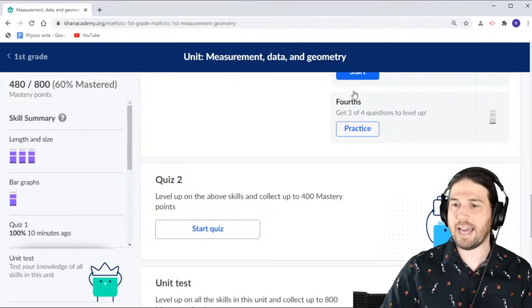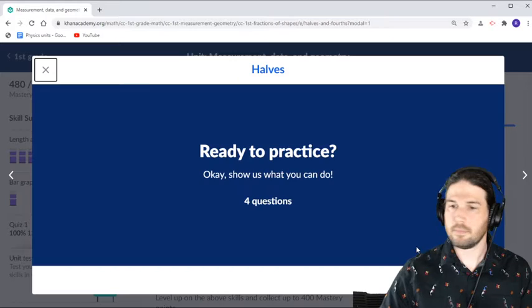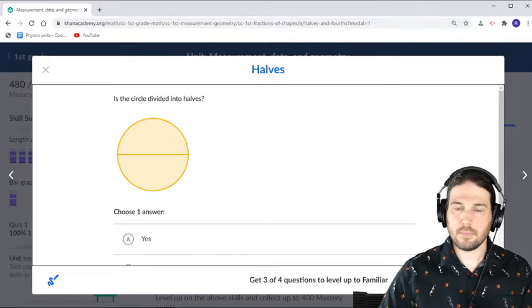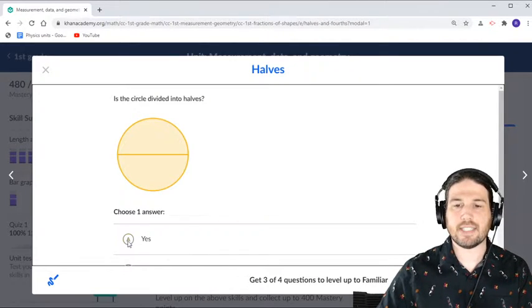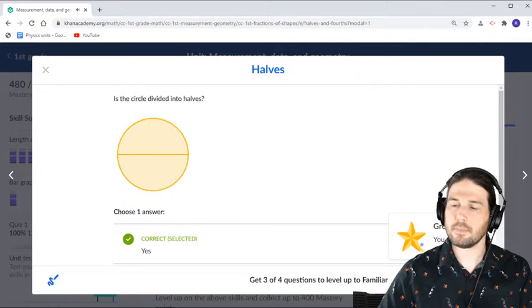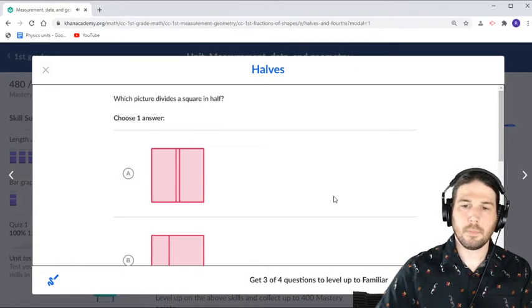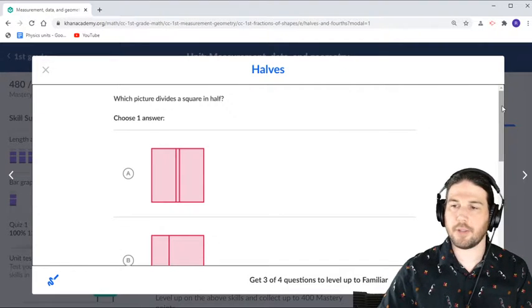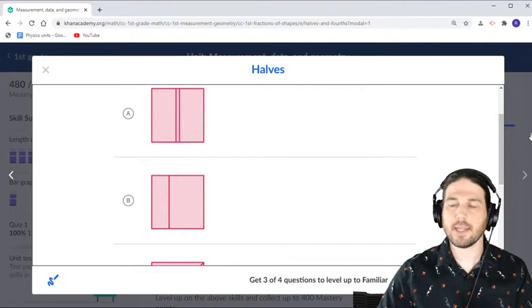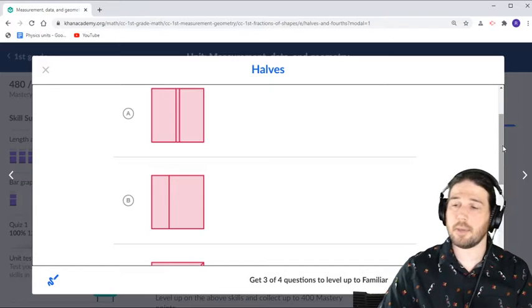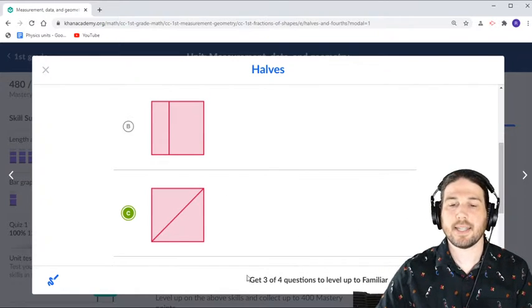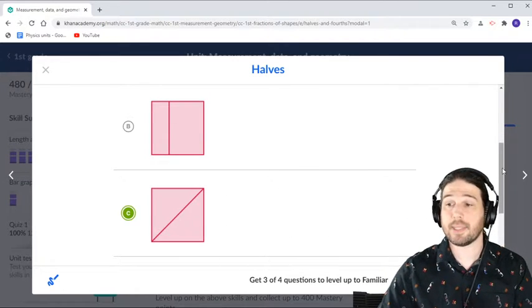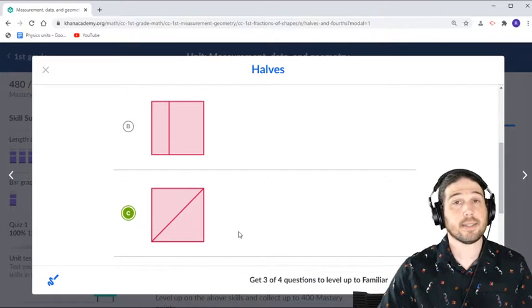So let's go into halves. Is this circle cut into halves? Yes, it is. Which picture divides the square in half? Well, A isn't right. It cuts it into 3 pieces. B cuts it into 2 pieces, but they are not the same. C cuts it into 2 pieces. I was expecting it to cut up and down, but either way, this is cut in half.